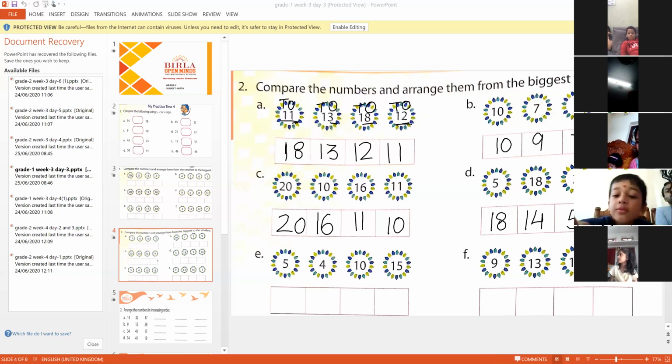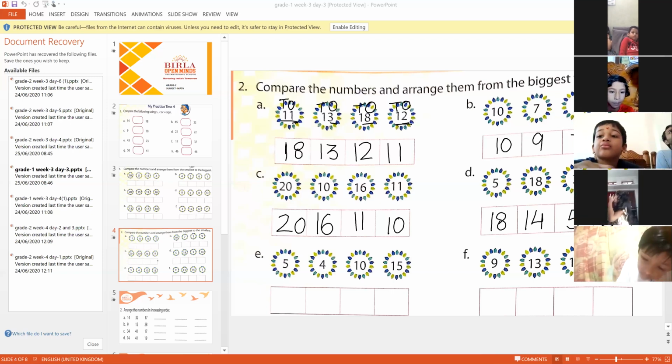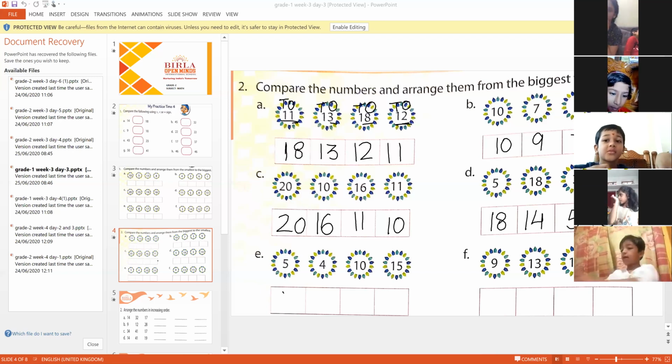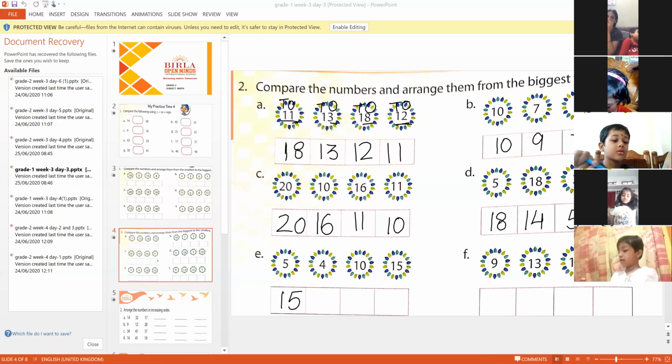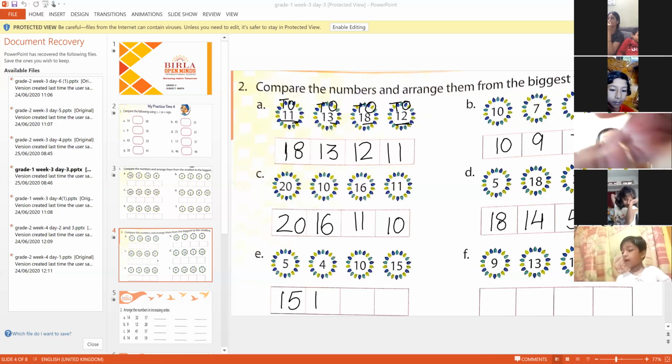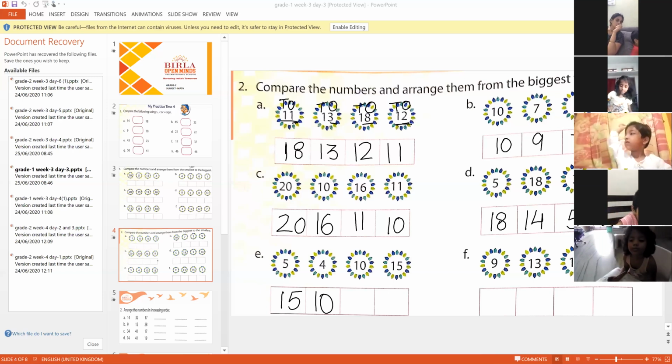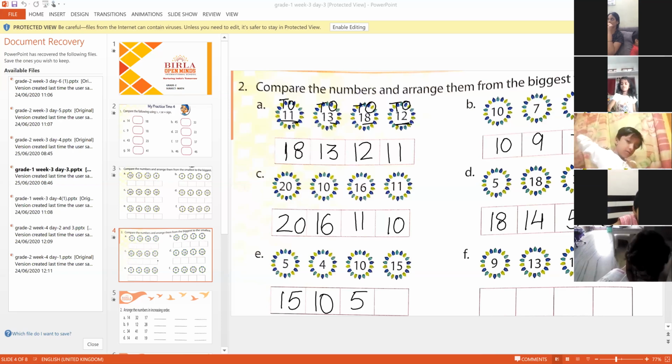Asra, you tell me the answer for E bit. Which number is the biggest? 10, 15, 5 or 4? 15. Okay. After that, which is the biggest number? 10. Okay. After 10, which is the biggest number? 5 or 4? 5. And the last one is? 4. Very good, Asra.